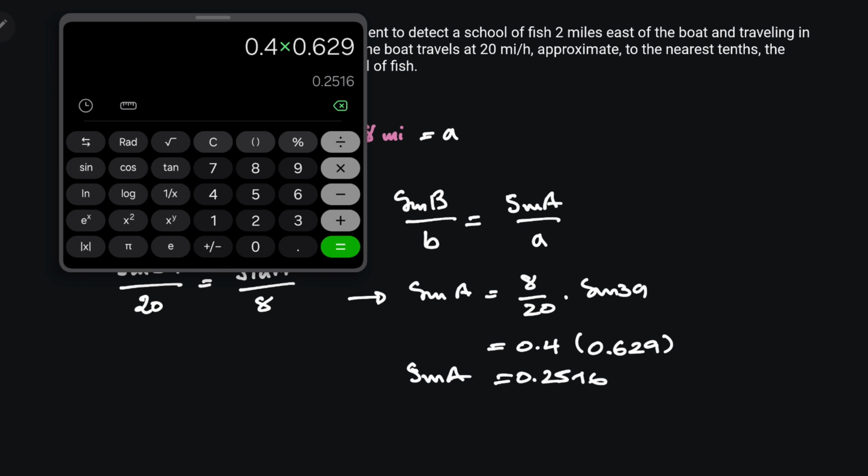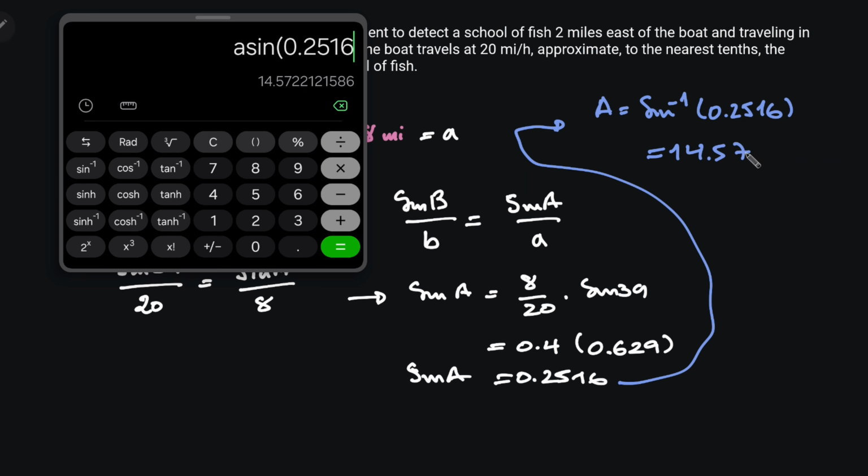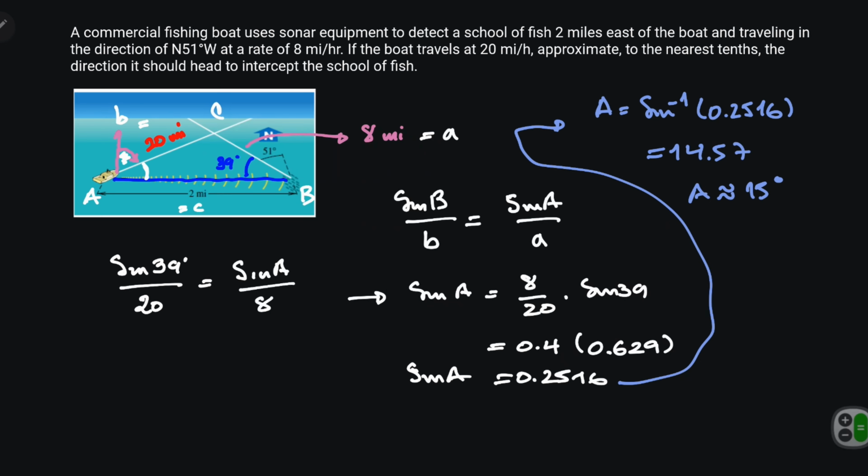So we know that sine of A is equal to this. Now, are we done? No, not really. We just need, let me do it here on top, to isolate A to get the value for the angle. So angle A is going to be equal to inverse sine of 0.2516. And the inverse sine, or sine inverse or arc sine of 0.2516 is 14.57. That if we want, we can approximate to 15. So it's going to be 15 degrees. Okay, 15 degrees.